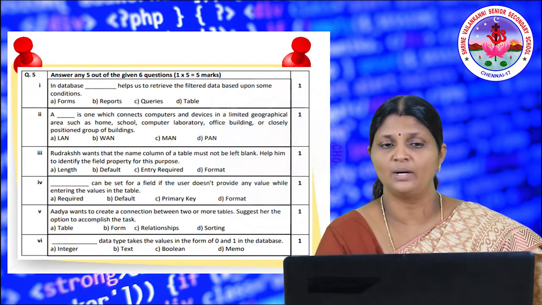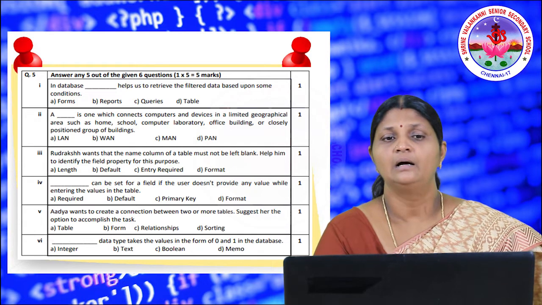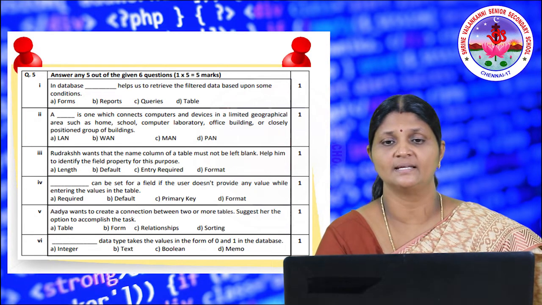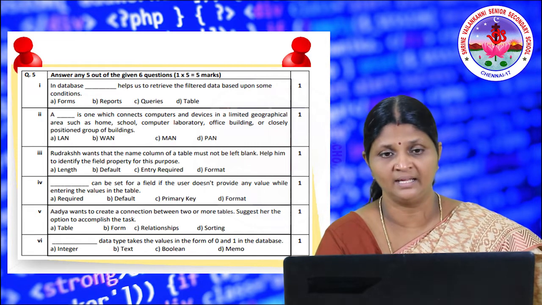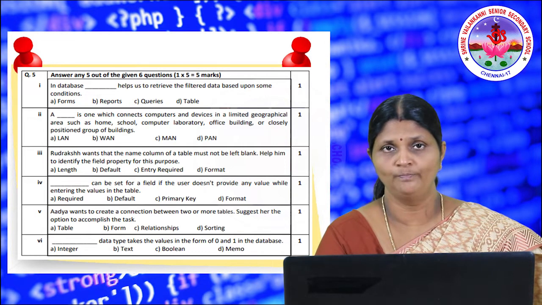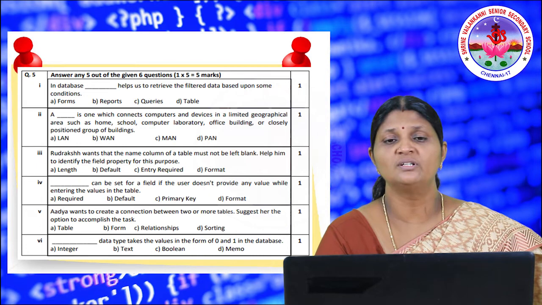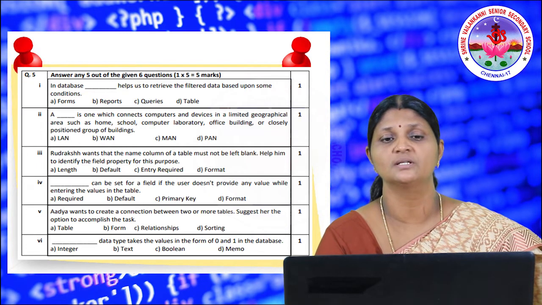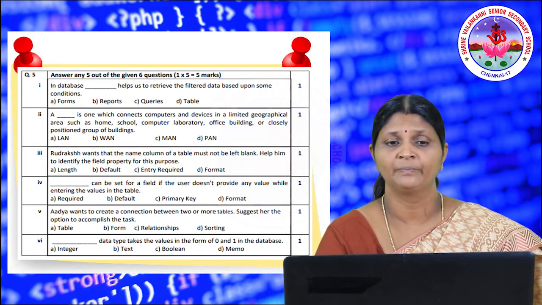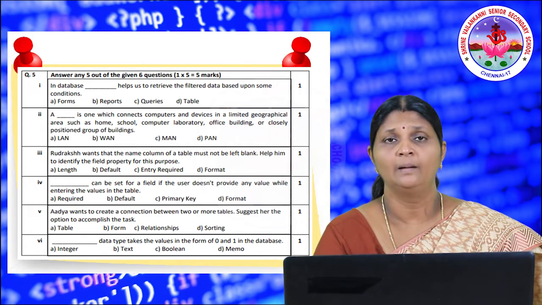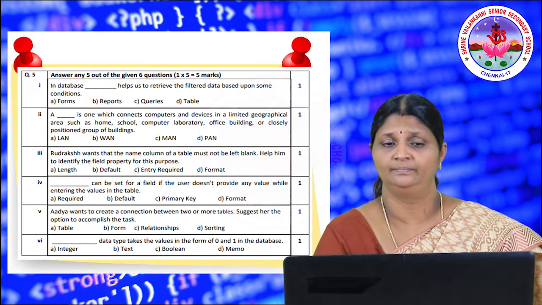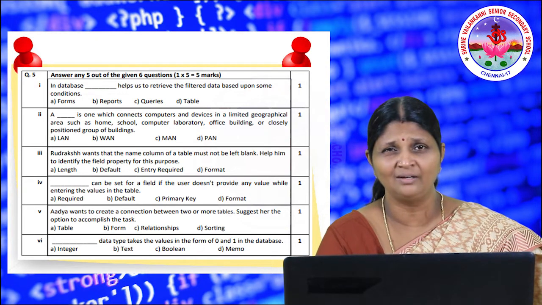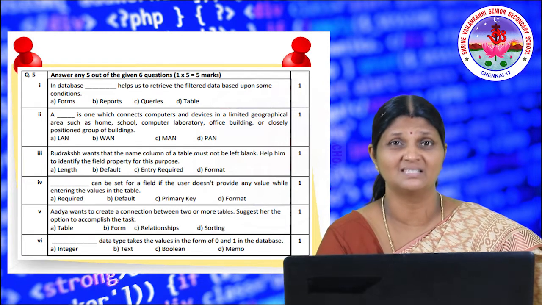Question number 2 under 5. A dash is one which connects computers and devices in a limited geographical area, such as home, school, computer laboratory, office buildings, or closely positioned group of buildings. LAN, WAN, MAN, or PAN. Which is it? We know, right? It is LAN, local area network. The name itself implies.